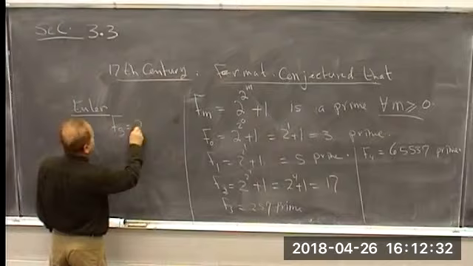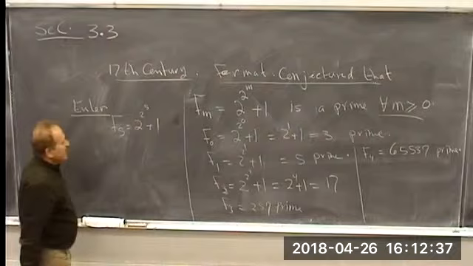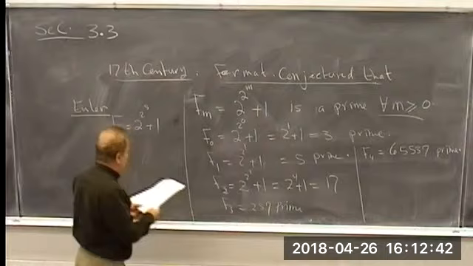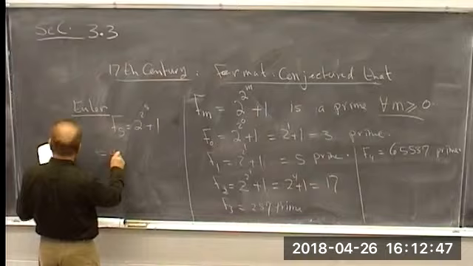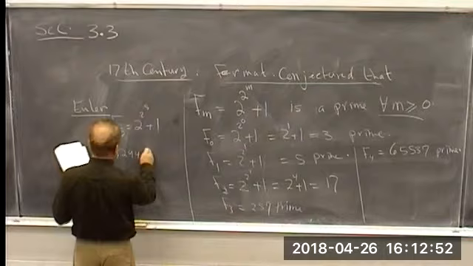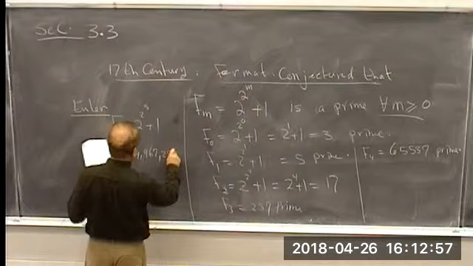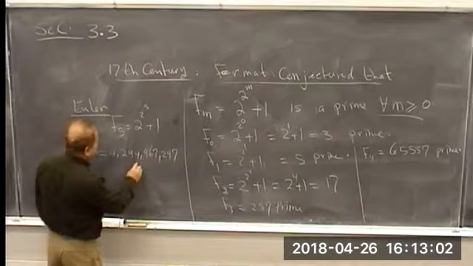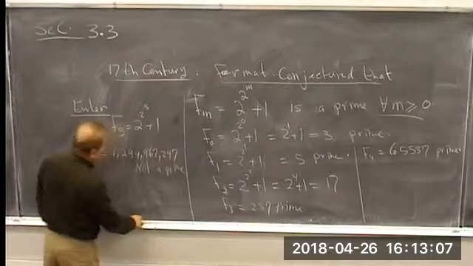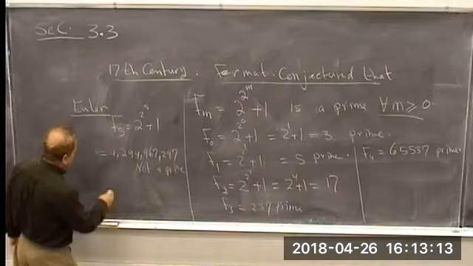It's 2 to the 2 to the 5 plus 1. And he proved it, or it turns out the number that is equal to this is this number, 4,294,967,297. Okay, big number, and it turns out this is not a prime. Actually, he found one of the factors of this number. He found that 641 divides this number, F5.